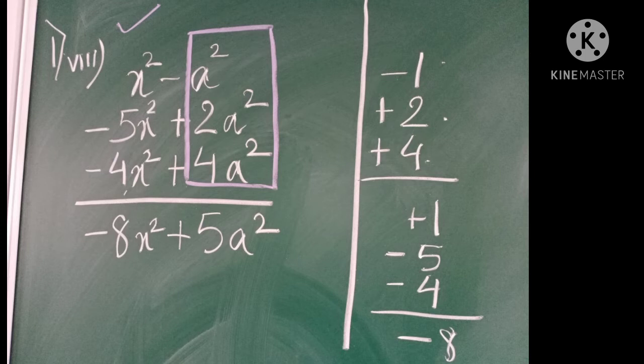Then on the left hand side, see the x square side, it will be plus 1 minus 5 minus 4. Minus 5 and minus 4 is minus 9. Minus 9 plus 1 is minus 8. So what is our answer? Our answer is minus 8x square plus 5a square. Please note that we don't write the coefficient 1. So in the topmost one, x square minus a square has the numerical coefficient minus 1 and x square has the numerical coefficient plus 1.